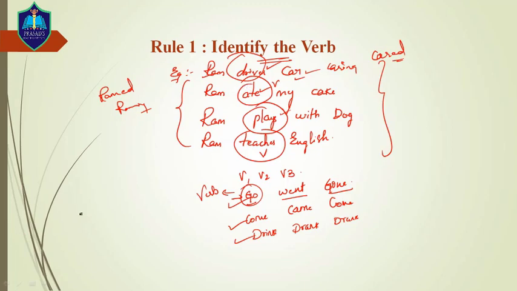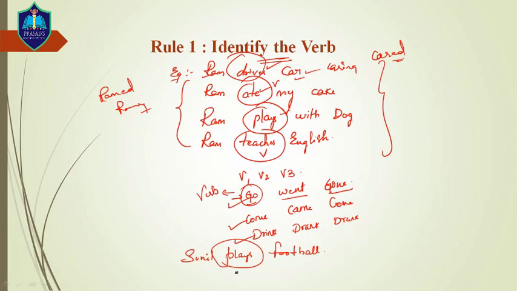I'm just taking one more example over here. Sunil plays football. Which is the verb over here? Plays is a verb because it can be made in all three forms: play, played, played. We can make it in all three forms, and hence we consider play a verb.